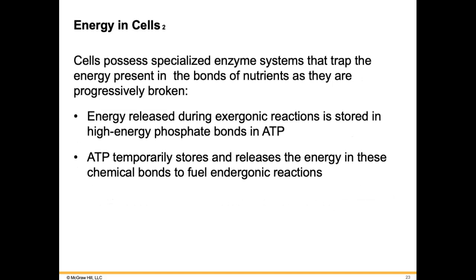Cells possess specialized enzyme systems that trap the energy present in the bonds of nutrients as they are progressively broken. So energy released during exergonic reactions is stored in high energy phosphate bonds in ATP, and ATP temporarily stores and releases the energy in these chemical bonds.